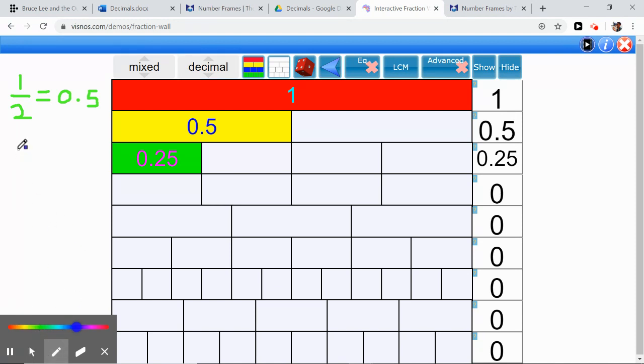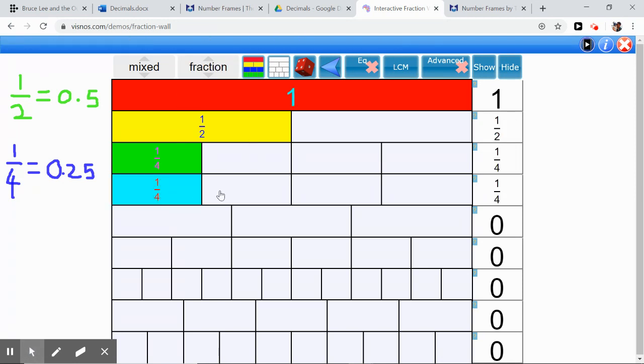Let's say 1/4 is the same as 0.25. And again, I'll explain why that is a little bit later on. We're going to go back to our fraction wall now.